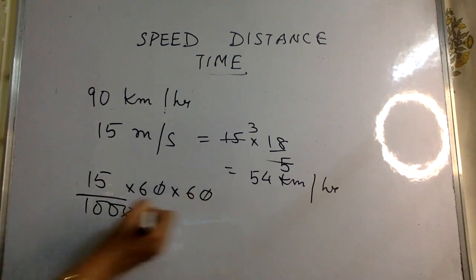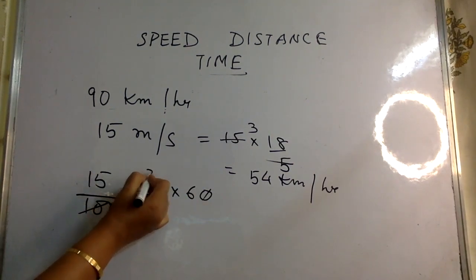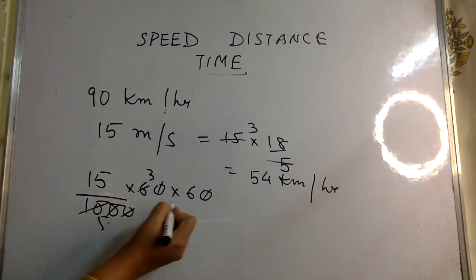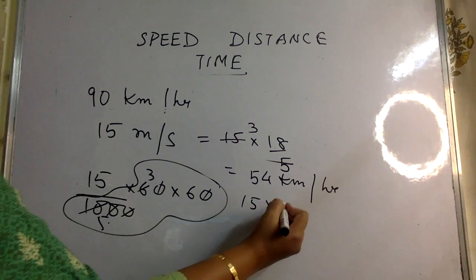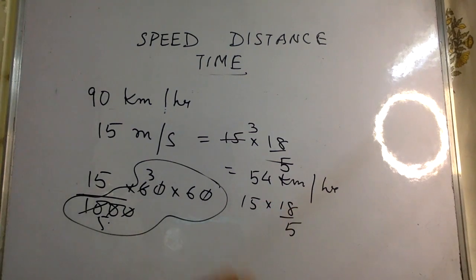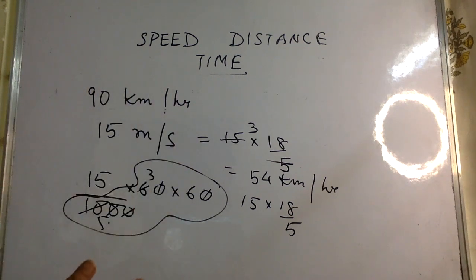Cancel everything, and this is just the opposite of what we had done. This is 3, 5, and so you can see 18 by 5 here. It is into 18 by 5. This is exactly what we have done. So this is how we convert meters per second to kilometers per hour.